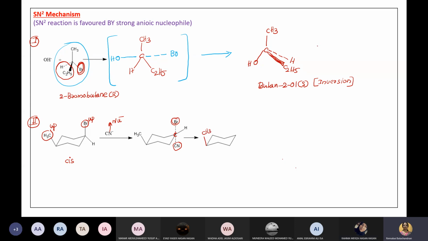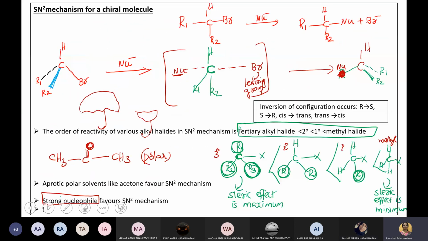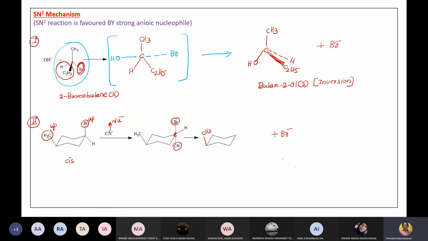Yes. And here I forgot to write Br minus is going out. Now here also Br minus will go out. What about the position of CN? Tell me. It will be down. So I will get CN down. Correct? So it will be trans. You see, one group is up, the other group is down. So this has become trans. See, this is up, this is down.